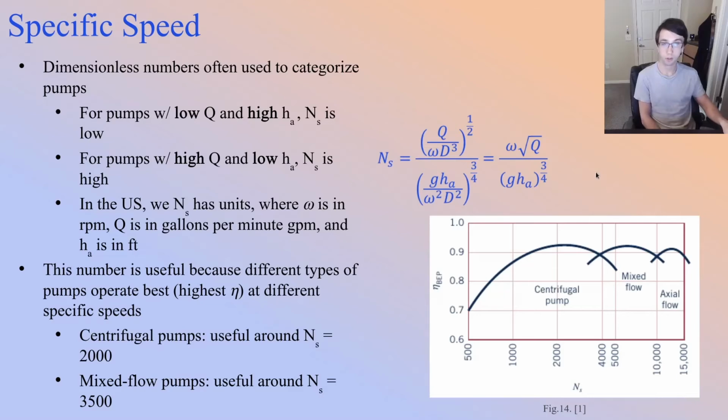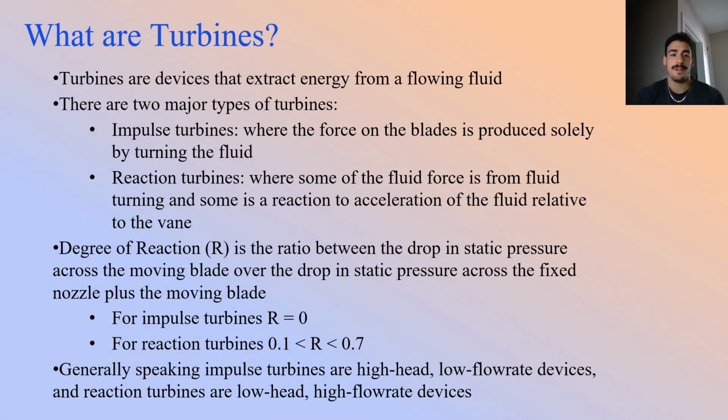Now for specific speed, this is another way. What are turbines? Turbines are devices that extract energy from a flowing fluid. There are two major types of turbines: impulse turbines and reaction turbines.